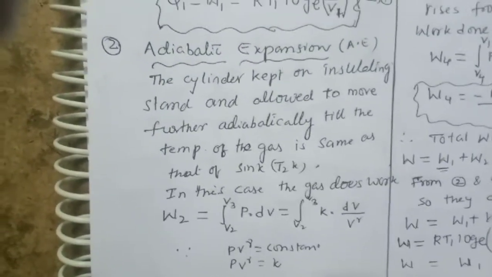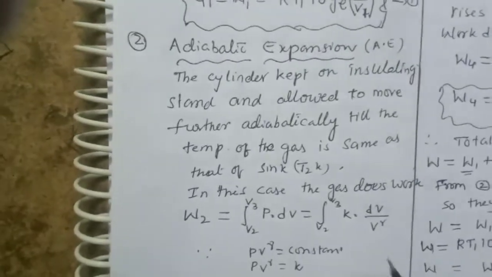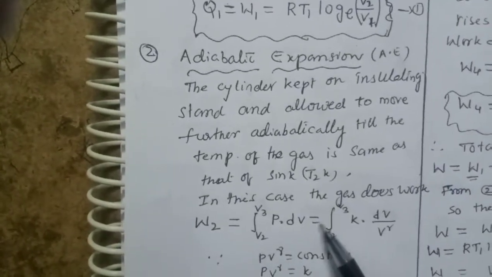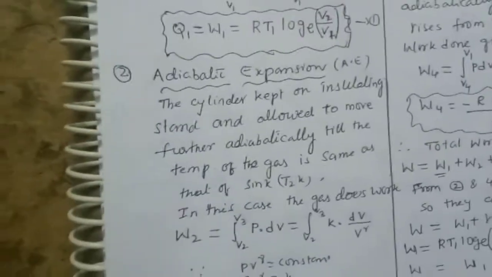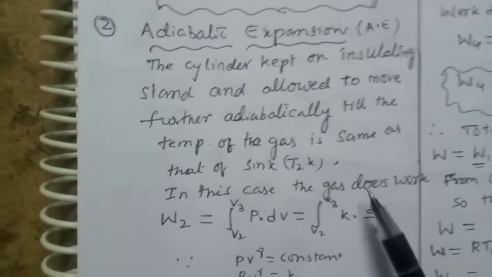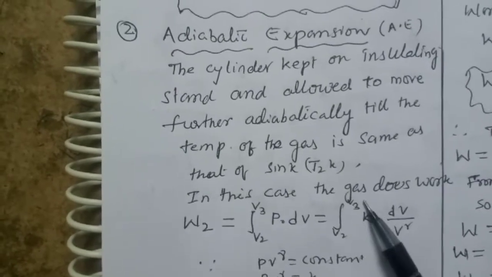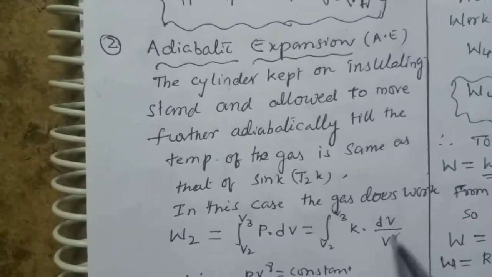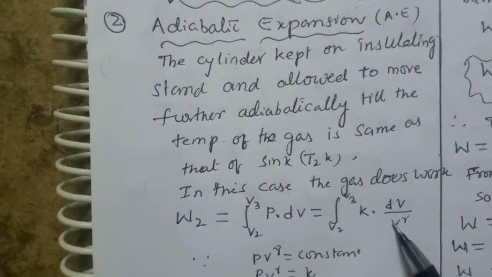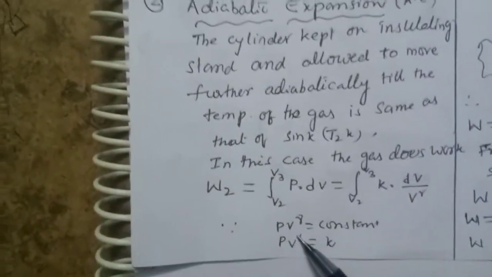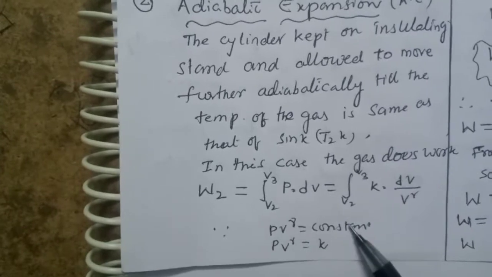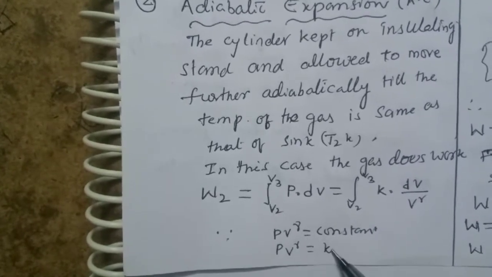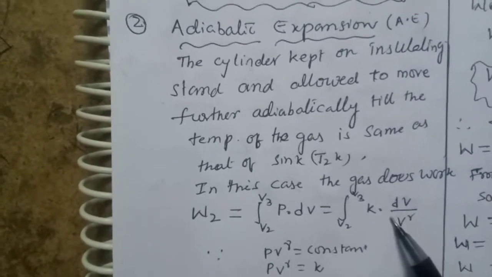So in this case the work done by the gas is W2 equals the integral from V2 to V3 of P dV, equals the integral from V2 to V3 of K dV by V power gamma. How did we get this one? As we know, in an adiabatic process we have the relation PV power gamma equals constant, that is, PV power gamma equals K. Then we get this one.